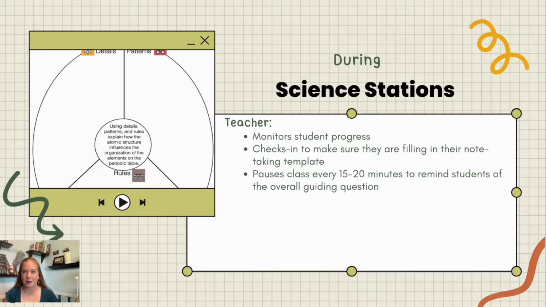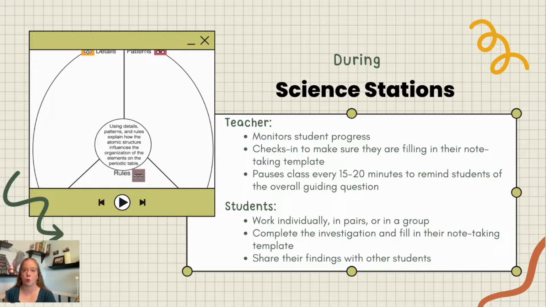So it's important to just remind the students why you are doing this activity, what learning you're supposed to be looking for, right? The students, I allow them to choose if they want to work individually, in pairs, or groups. I allow them that student choice. They're completing the investigation, their note-taking template, and again, they're sharing their findings with other students.